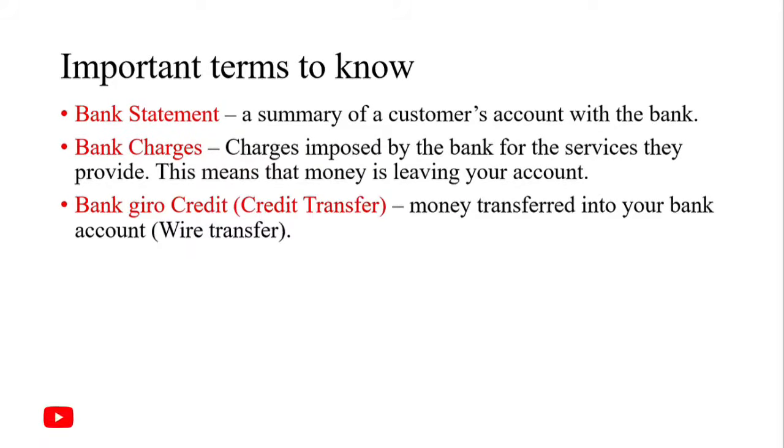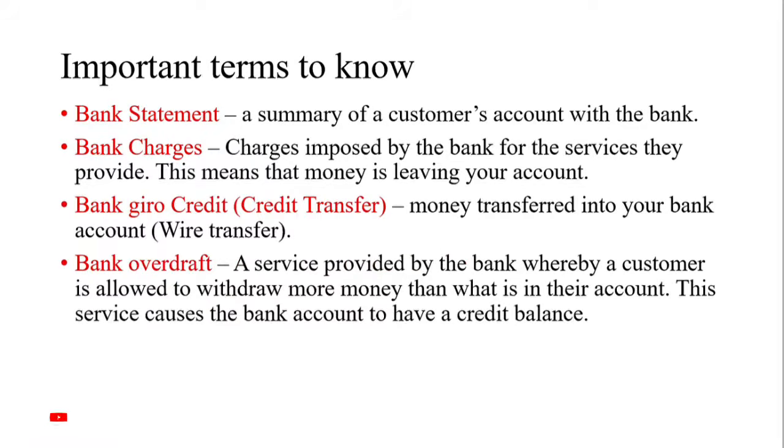Then we have bank giro credit, which is also called credit transfer, and this is money being transferred into your bank account. It's what people normally call a wire transfer, so when people just deposit money directly into your account. We have bank overdraft, another term that you need to know. It's a service provided by the bank, whereby a customer is allowed to withdraw more money than what is actually in their account. And this service causes your bank account to have a credit balance.